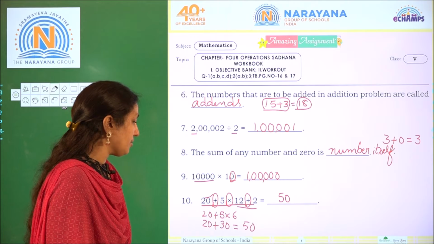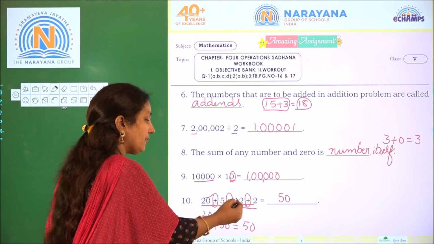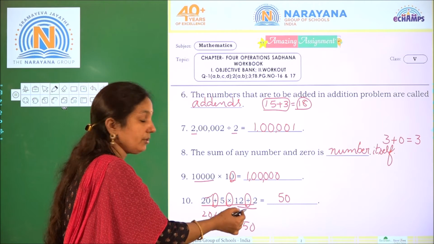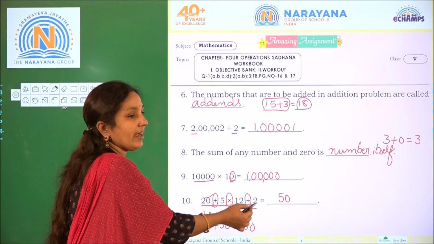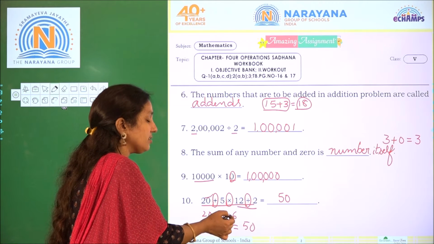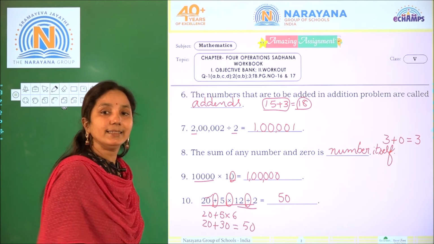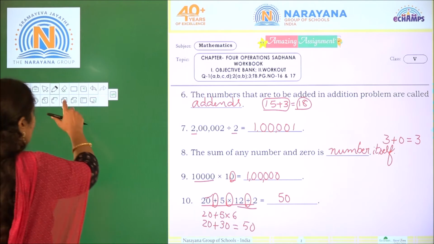20 plus 5 into 12 divided by 2. You will get 50. First we have to take out 12 divided by 2, that is 6. Then we multiply 5 into 6, 5 6s are 30. And 20 plus 30 we have to add. That is 50. And the next one.